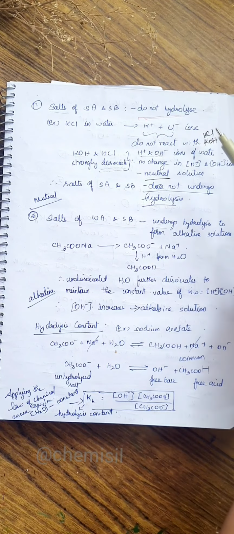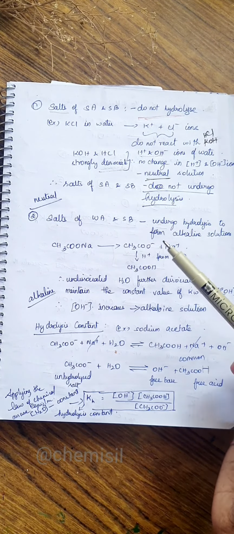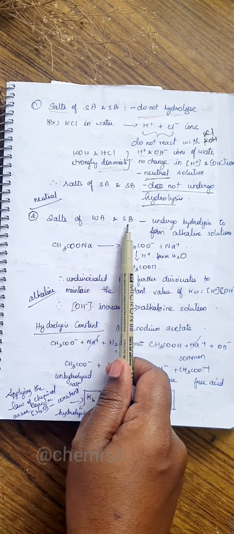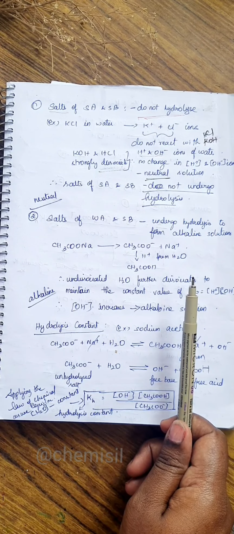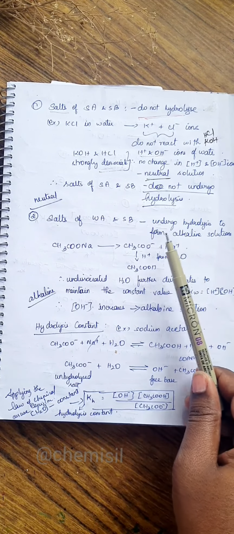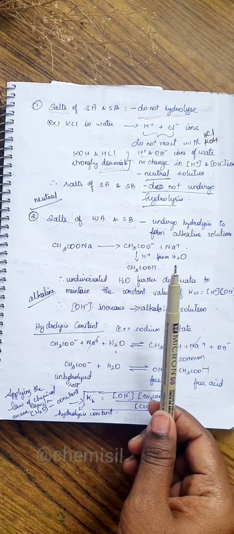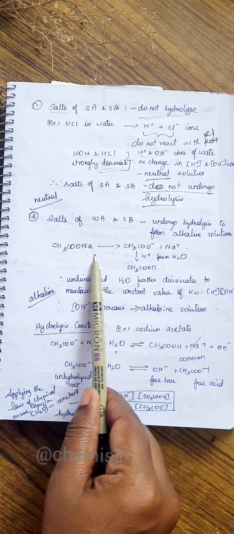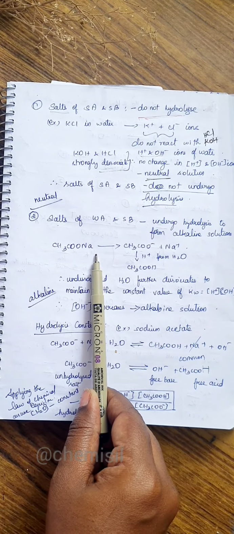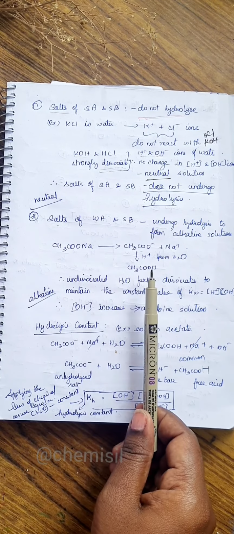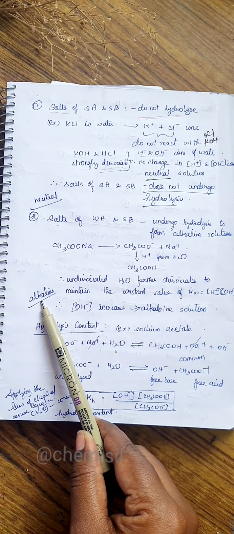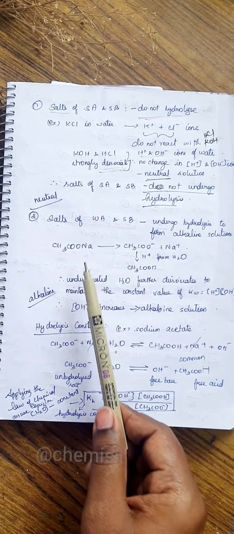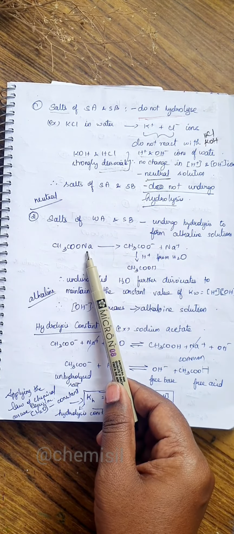The next category is salts of weak acid and strong base. Here we are going to take sodium acetate as the example. Weak acid means acetic acid and strong base is sodium hydroxide. Therefore, sodium acetate is called a salt of weak acid and strong base. So what will happen when it gets dissociated? It will dissociate into acetate ion and sodium ion.